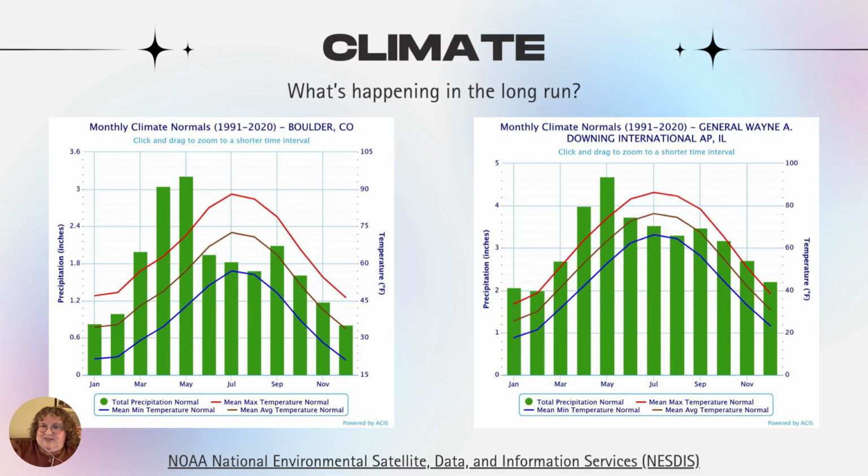And here's another example of this. This time from Boulder, which is on the left, and Peoria, Illinois, which is actually where I live, on the right. These two graphs look much more similar in pattern than the last one. Their springtime precipitation maxes are pretty similar.